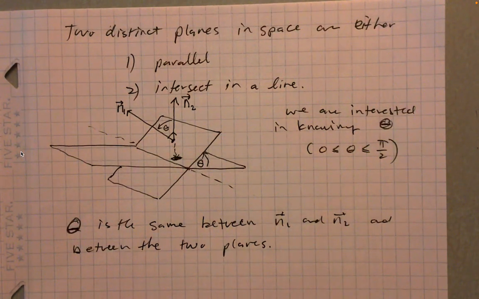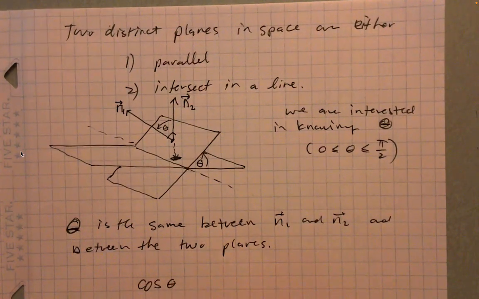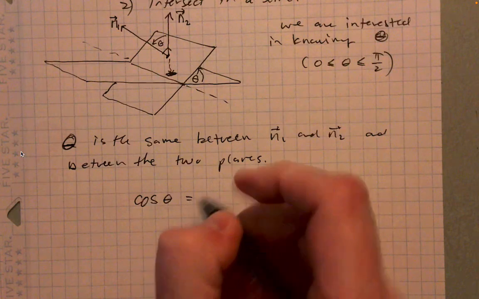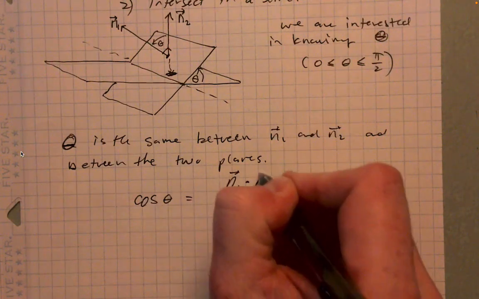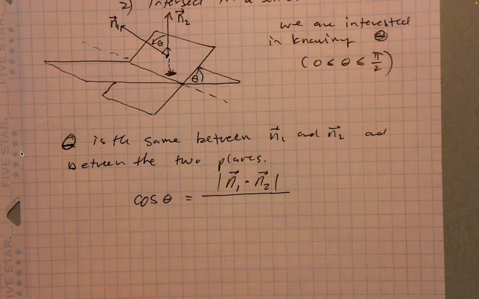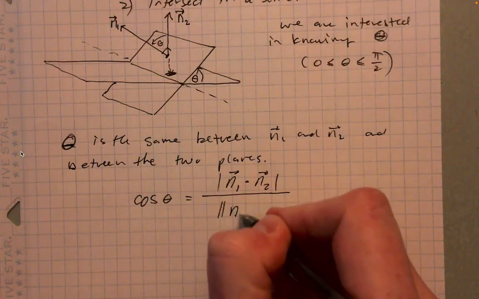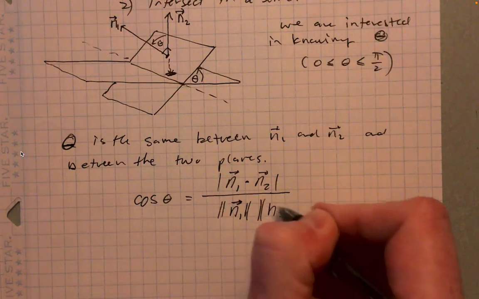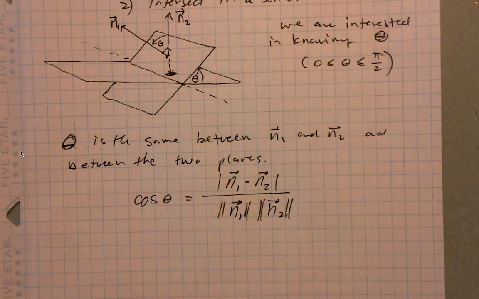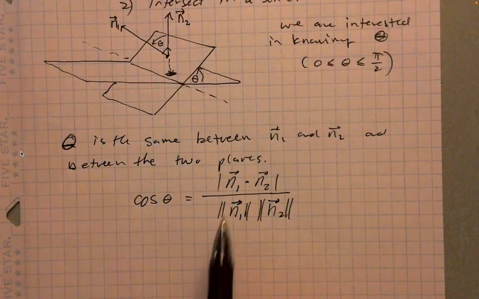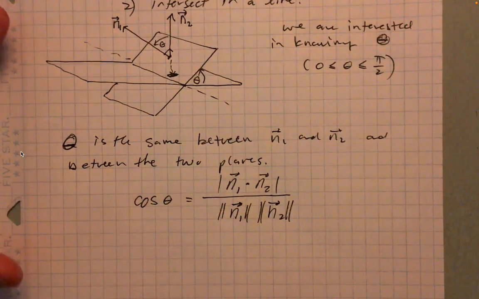Okay, now we talked about how to find the angle between two vectors previously, and what we said was that we could use this. Cosine of theta is equal to the absolute value of n1 dot n2, divided by the norms of the two vectors. So you dot the vectors, you get a scalar on top, and then two scalars on the bottom, multiply them together, do the division, and there you go. You get some scalar over here, you take the inverse cosine to find theta.